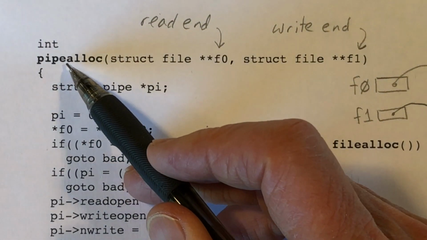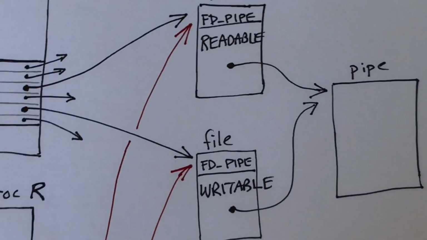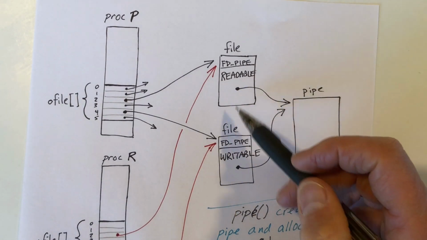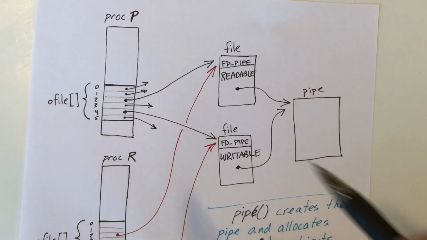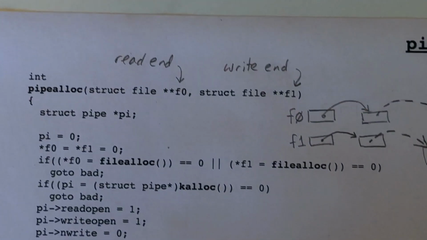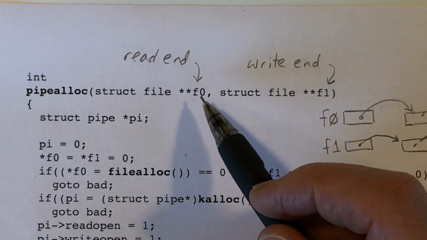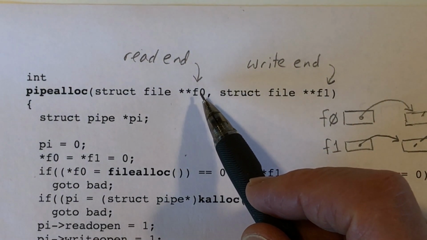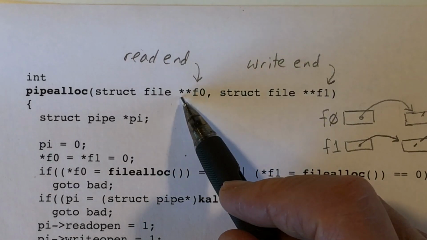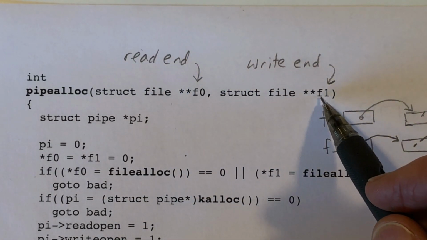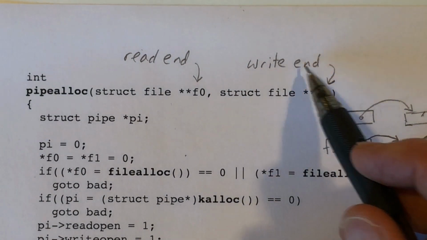So here is the pipe allocate function, and what it's going to do is allocate the pipe structure and these two file objects and return pointers to the two file objects that were allocated. So it has to return two pointers, so that's done as follows. The first argument, f0, is a pointer to a pointer, and that's for the read end. And the second argument is another pointer to a pointer for the write end.